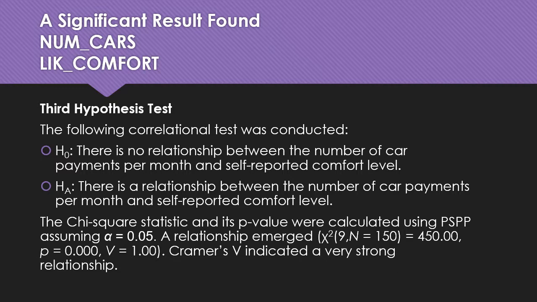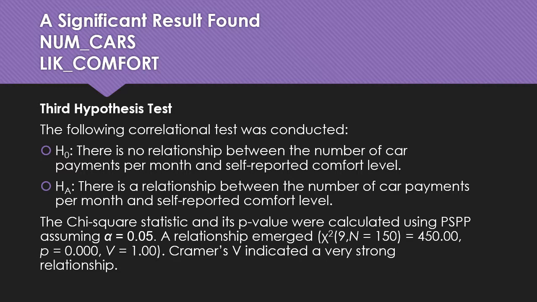The chi-square statistic and its p-value were calculated using PSPP, assuming alpha equals 0.05. A relationship emerged where the chi-squared statistic is calculated at 9 degrees of freedom, the number of participants equal 150, arriving at a value of 450.00, p equals 0.000, and Cramer's V equals 1.